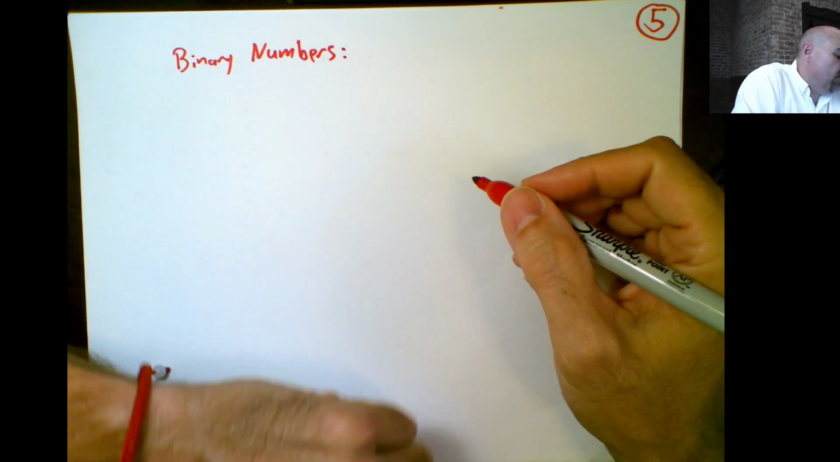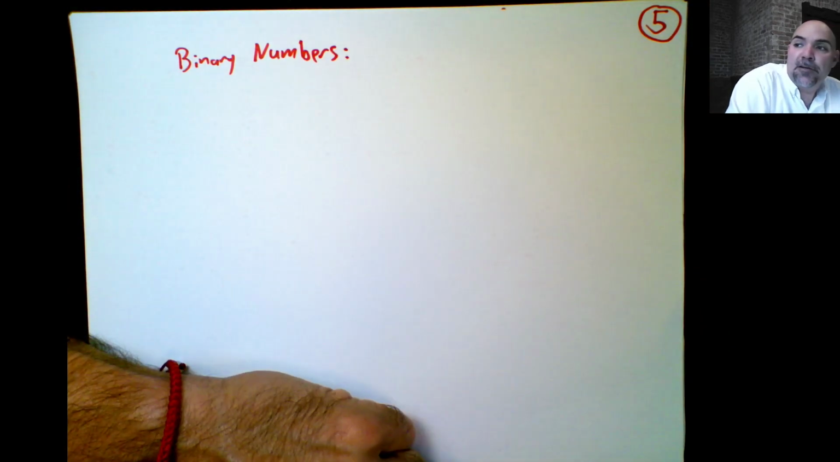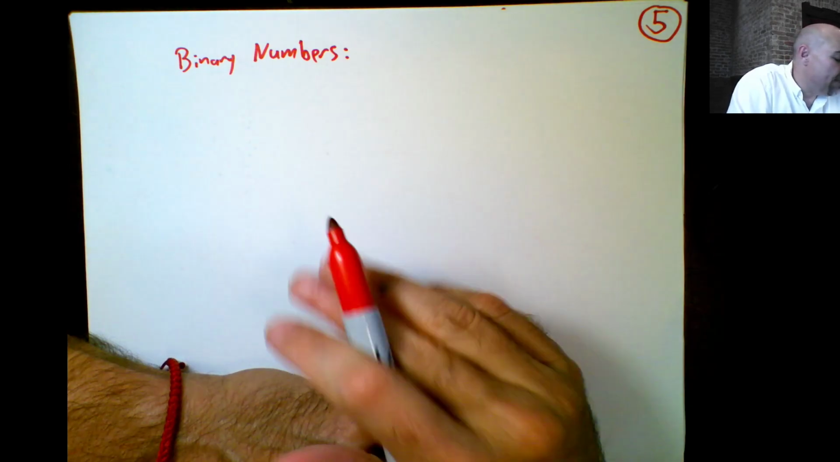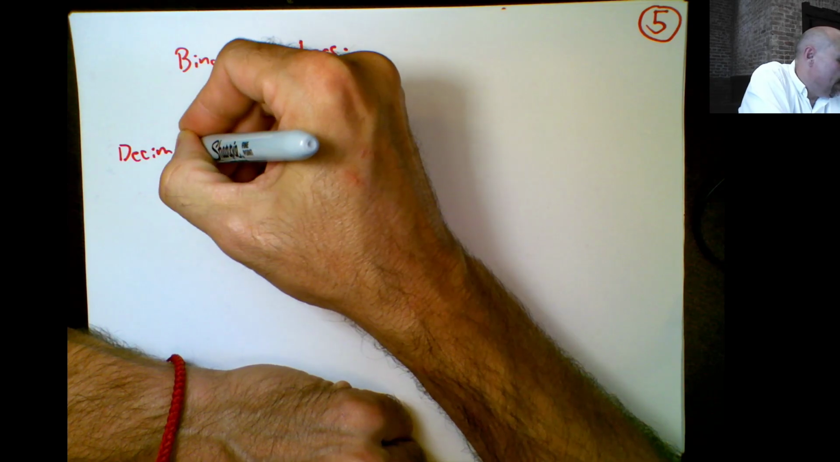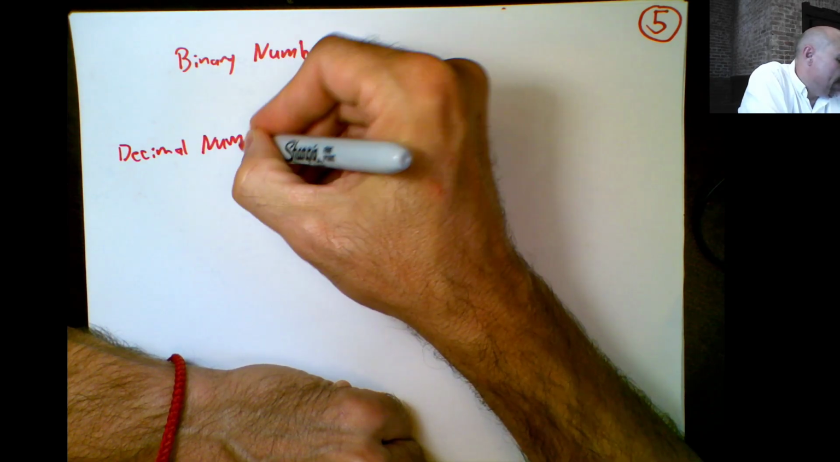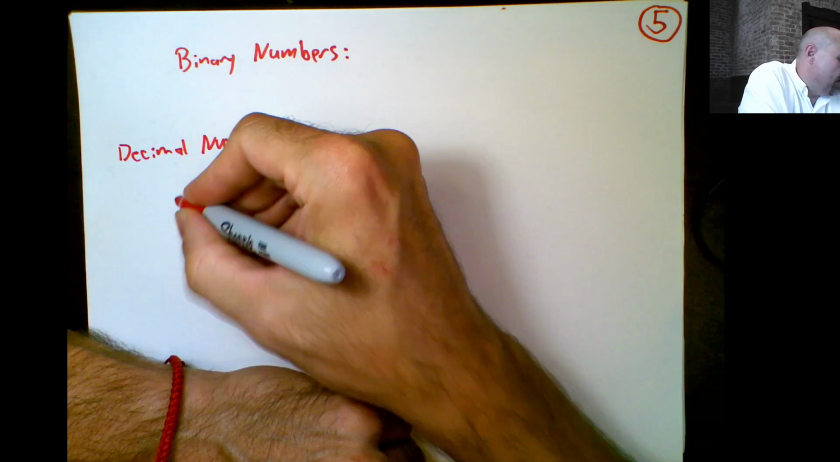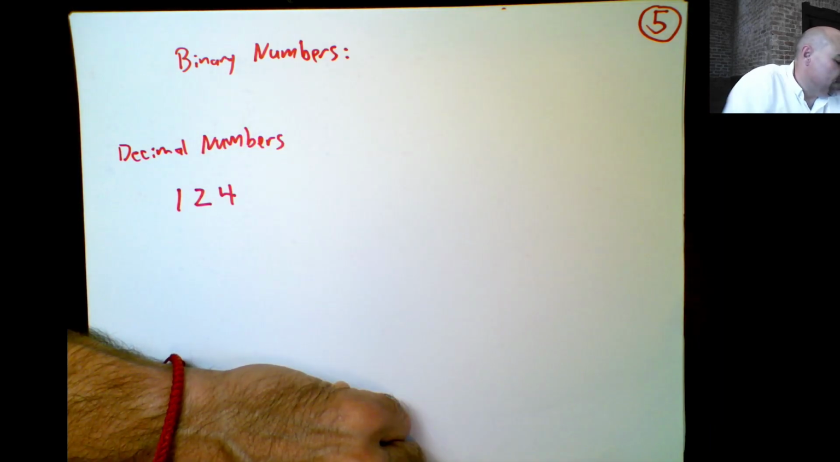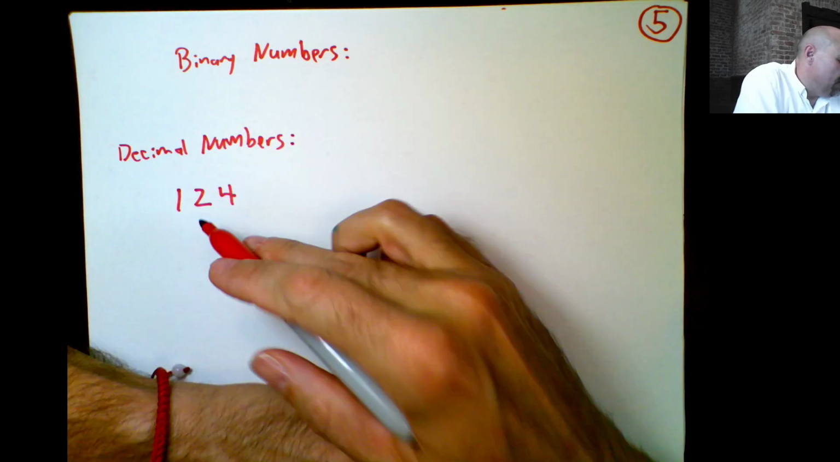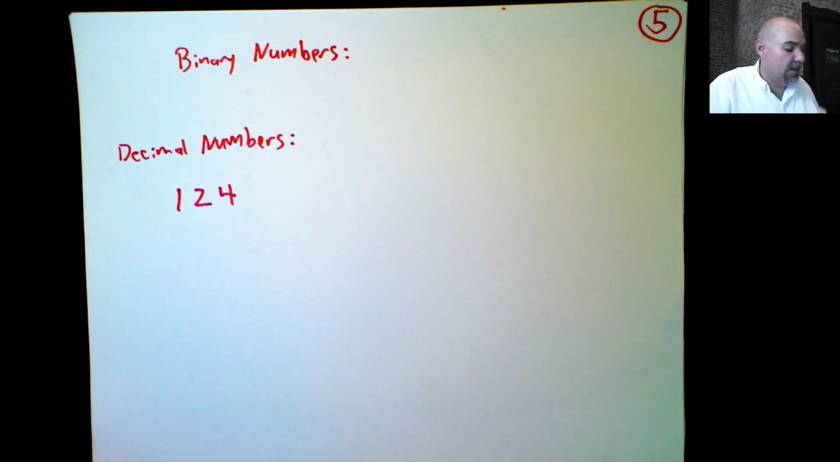All right, so let's start off. This is kind of under the category of binary numbers. But before we do that, let's look at decimal first. If I have a number like 124, each of those numbers in decimal has a place value.